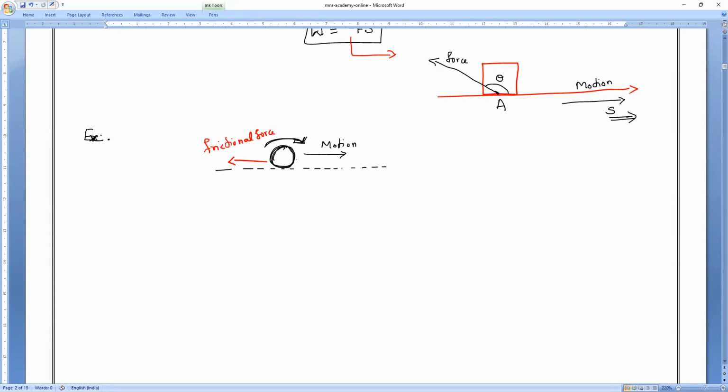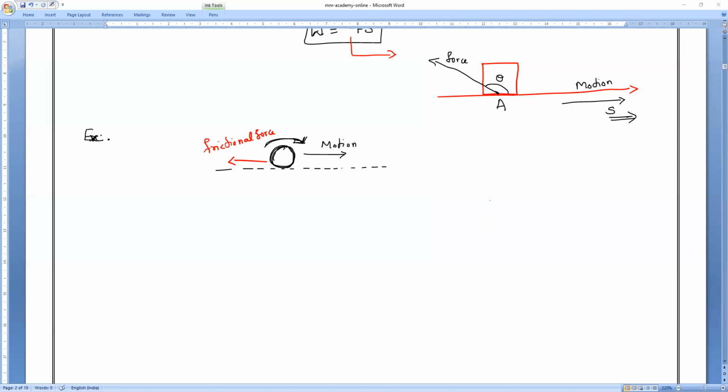So the work done by the frictional force is always opposite to the direction of motion. Are both negative or positive? Both are opposite, so negative. Negative work done. Clear, everybody? Understand? That is what you have to remember. So always go with a simplified example.